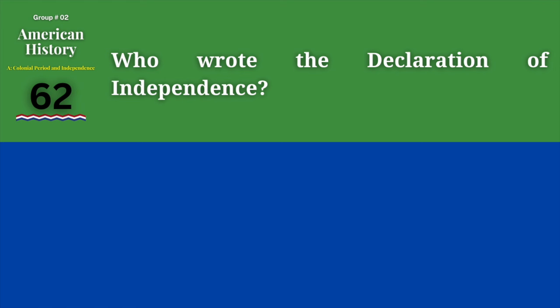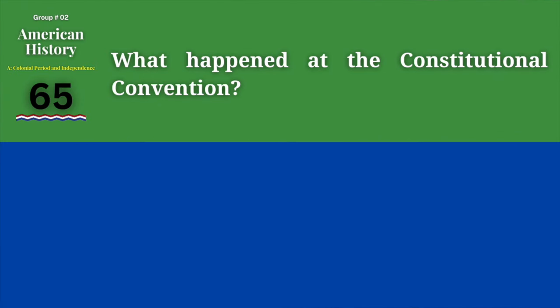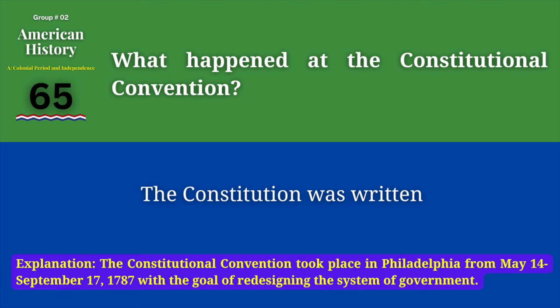Who wrote the Declaration of Independence? Thomas Jefferson. What happened at the Constitutional Convention? The Constitution was written. Name one thing Benjamin Franklin is famous for. U.S. diplomat.